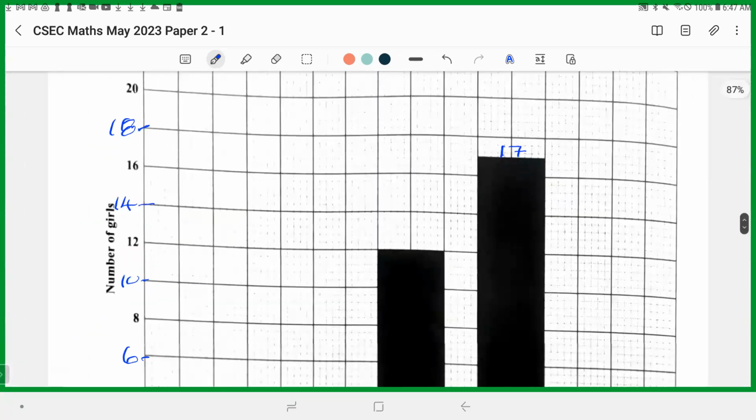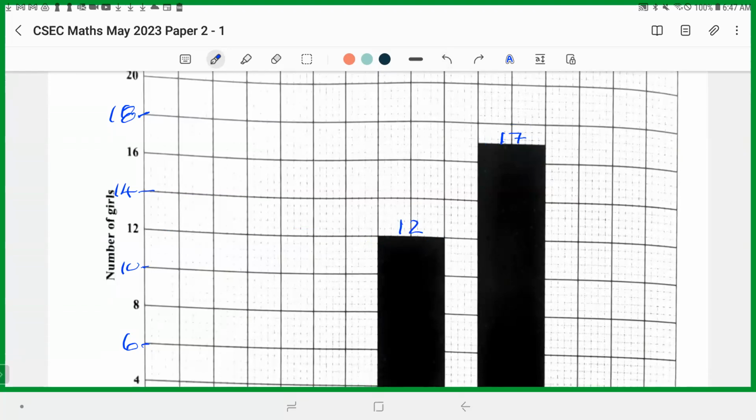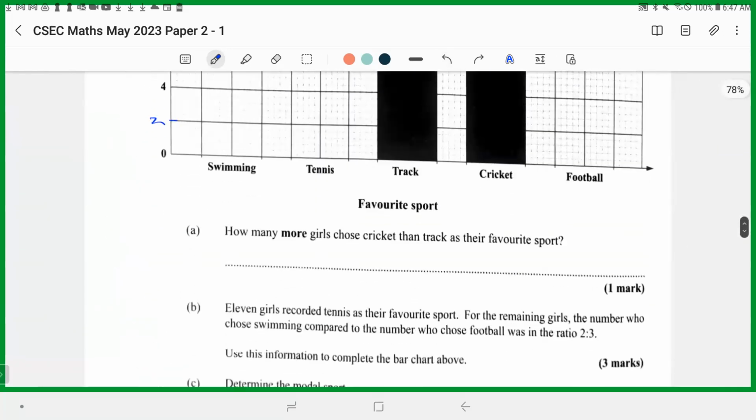This one clearly is just 12. I'm going to write the 12 up here. So you have 5 more up here than this. 17 minus 12 is 5. So if you want, you can just write the 5, but you can show the working. 17 minus 12, which is equal to 5. 5 more girls. So this is the answer, 5.